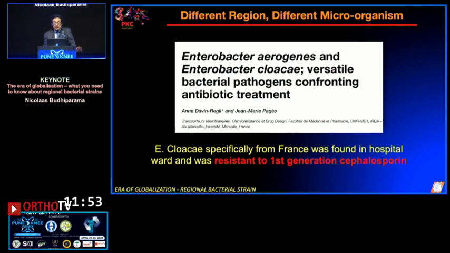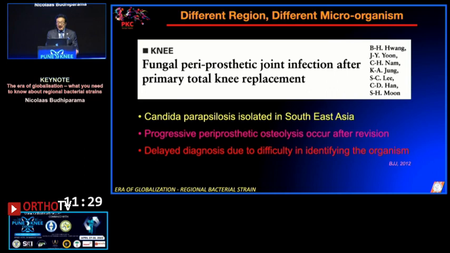I would like to show you the different regions with different microorganisms. For example, Enterobacter cloacae, which is quite common in France, found in the hospital ward. If these patients now move to the United States and develop a PJI, the first thing that the doctor gives there is a first-generation cephalosporin. Well, we know that there is resistance. Another thing is Candida parapsilosis, which is isolated mostly in Southeast Asia. So if these patients now move to live in Europe, there's delayed diagnosis due to difficulty in identifying the organism.